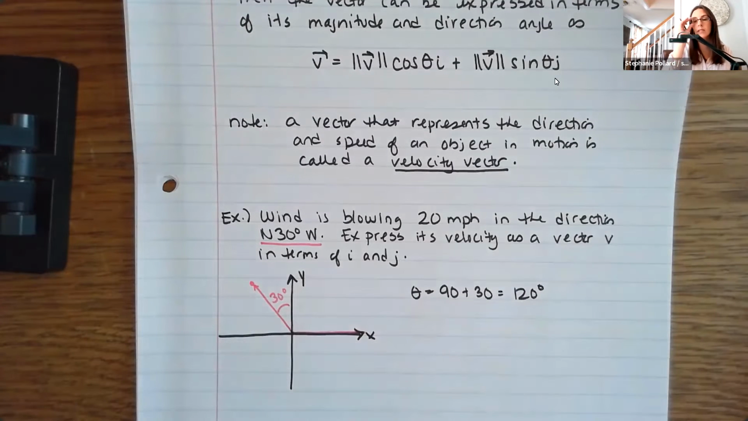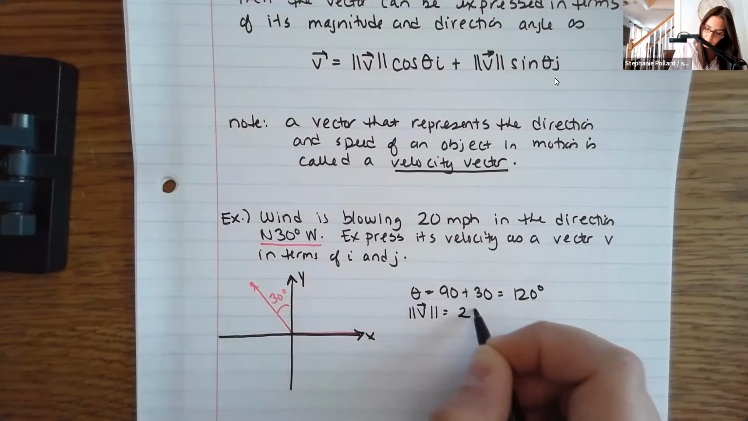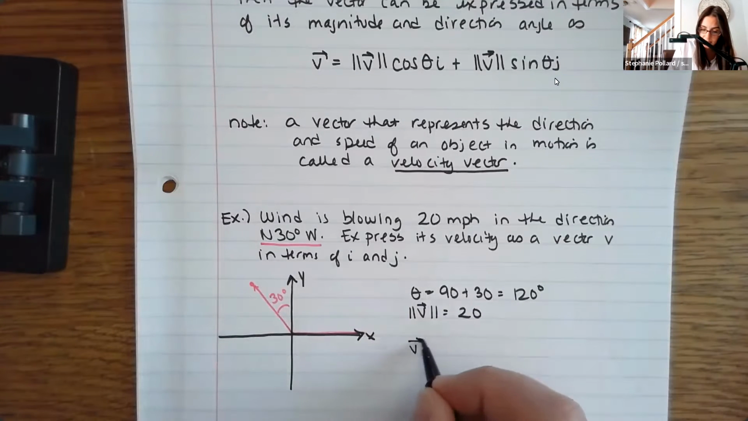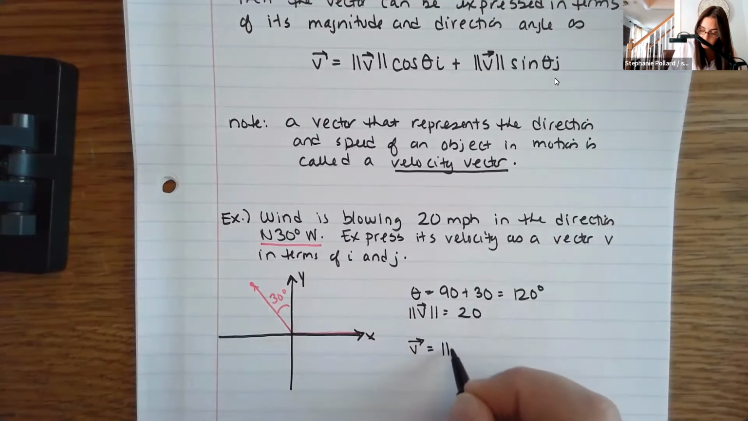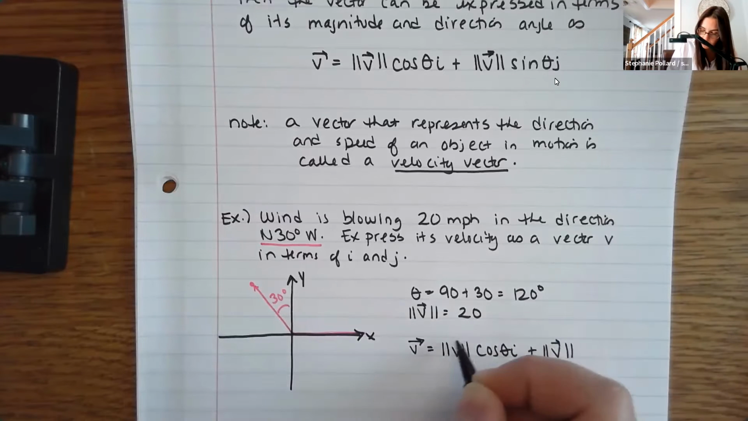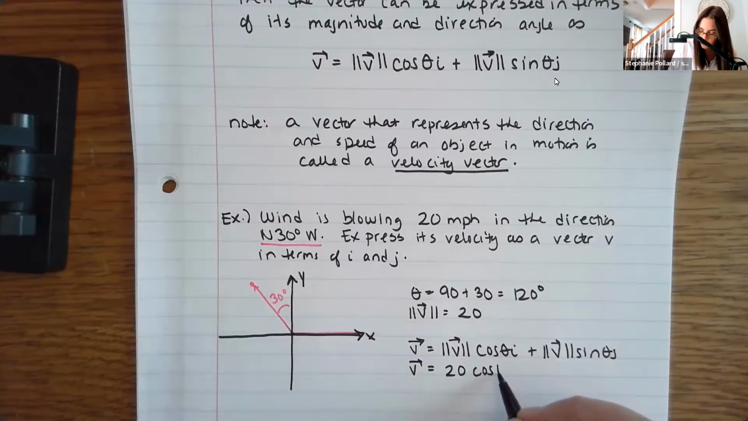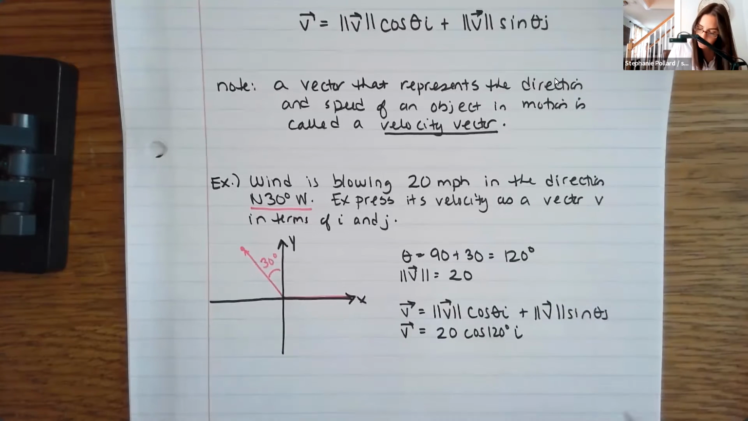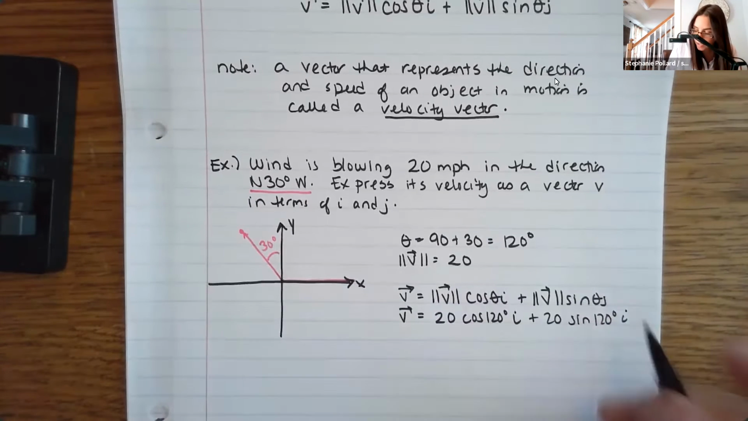Now, because we're blowing here at 20 miles per hour, that 20 is actually going to be our magnitude here. So using our formula, we have that the velocity vector V is the magnitude of V cosine theta I plus the magnitude of V sine theta J. So our magnitude is 20, and we have cosine of 120 degrees I plus 20 sine 120 degrees, sorry, not I, J. Sorry about that.